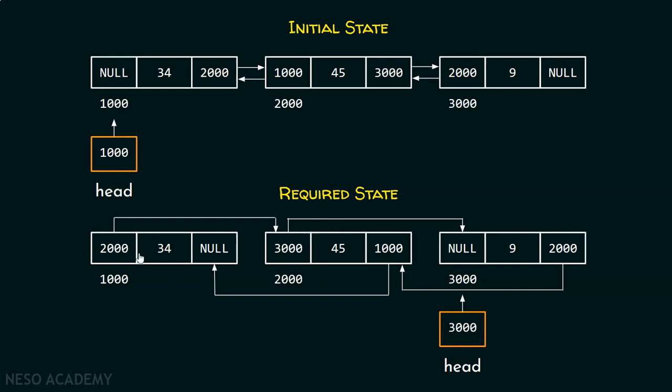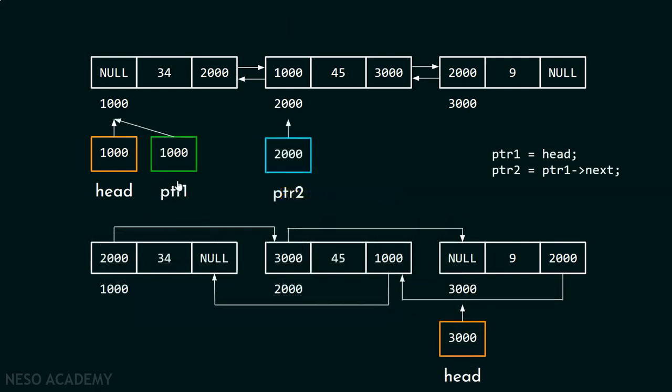Now in order to obtain this state, we have to perform certain procedures. First, we will keep two pointers, ptr1 and ptr2. ptr1 must point to the first node of the list and ptr2 must point to the second node of the list. For this purpose, I'll put this piece of code, that is ptr1 equal to head and ptr2 equal to ptr1 next. After this, we will try to update the next and the prev part of this node using ptr1.